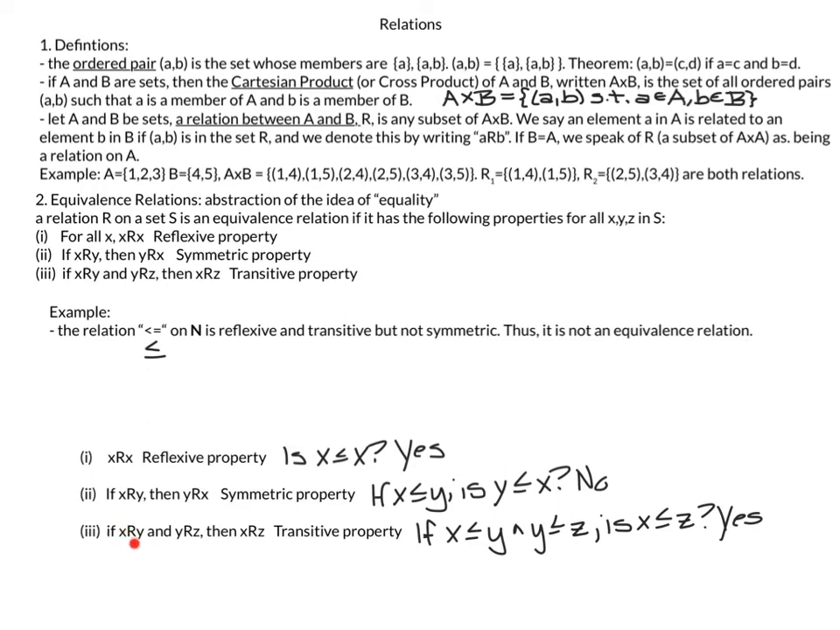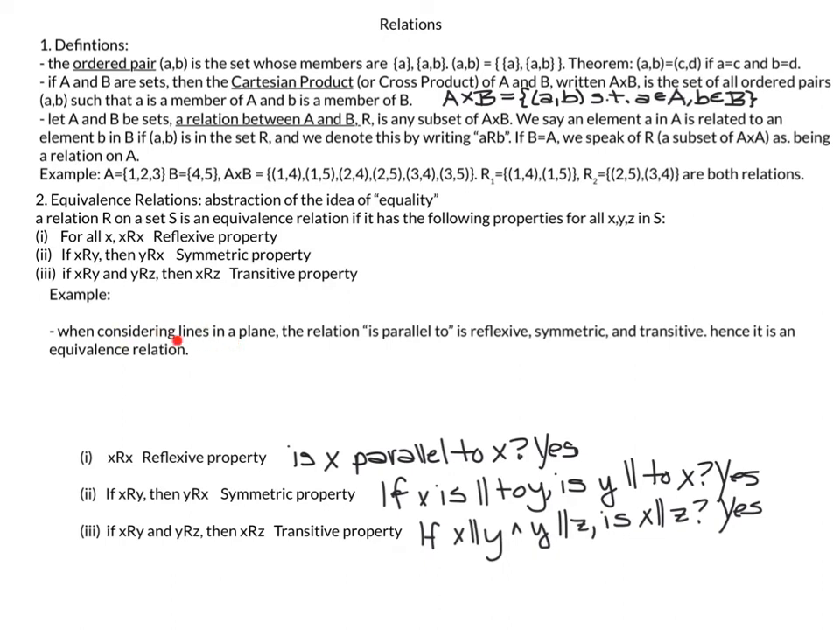And last, if x is related to y and y is related to z, then x is related to z. That's the transitive property, and I rewrite it with the relation. If x is less than or equal to y and y is less than or equal to z, is x less than or equal to z? And the answer is yes. So again, it is a transitive relation.